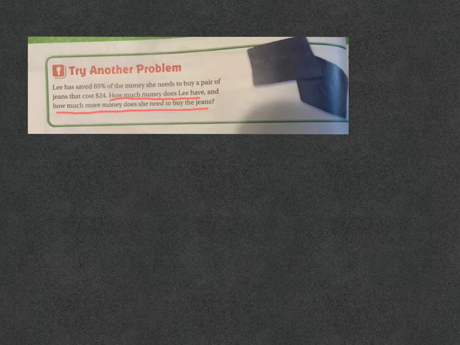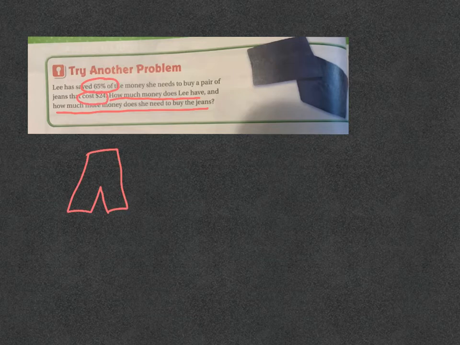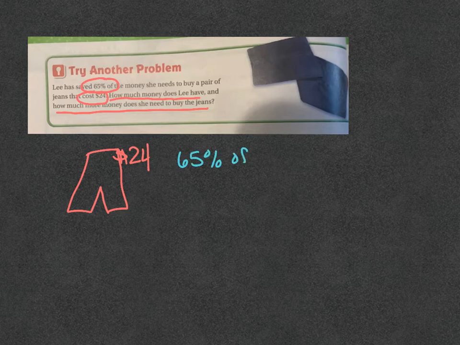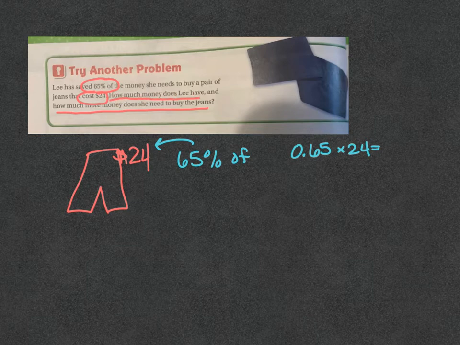Okay, circle the information they gave us. She has 65% of the money to buy the jeans, and the jeans are $24. Here are my jeans. They cost $24. She has 65% of that $24. I don't know how much money that is, but that's how much she has, right? And if I calculate 65% or 0.65 times 24, that will give me how much money she has. That will answer that question. There was another question, so we'll do that calculation in a minute.